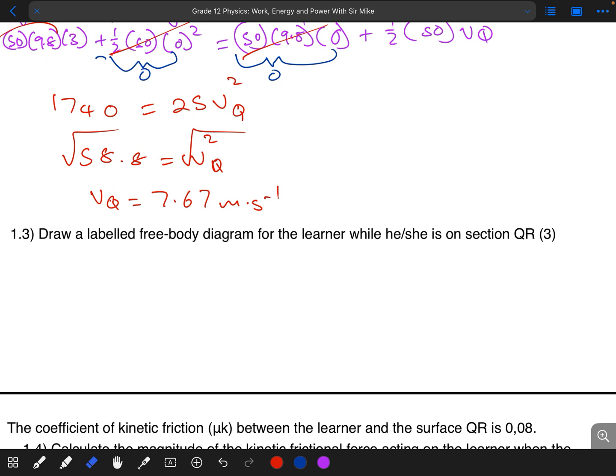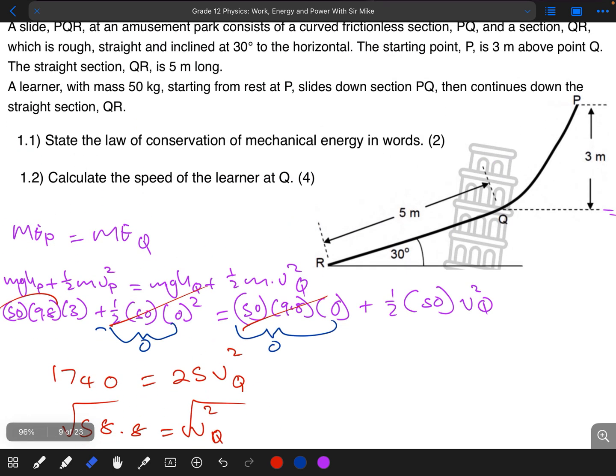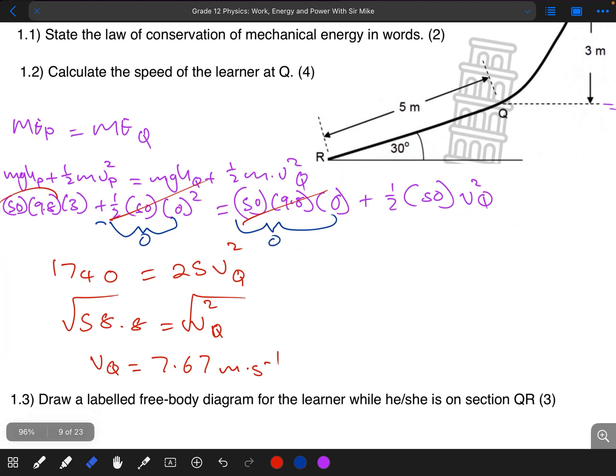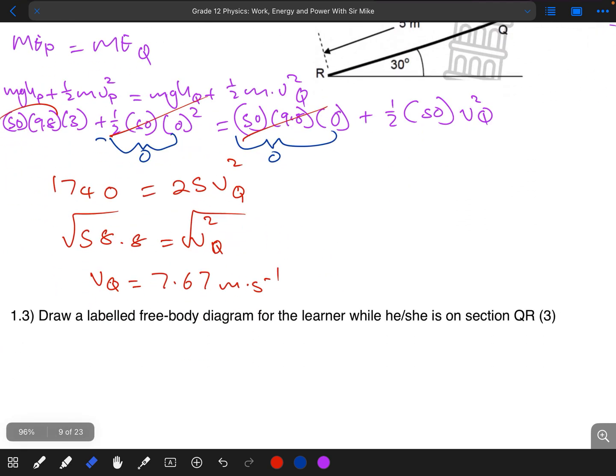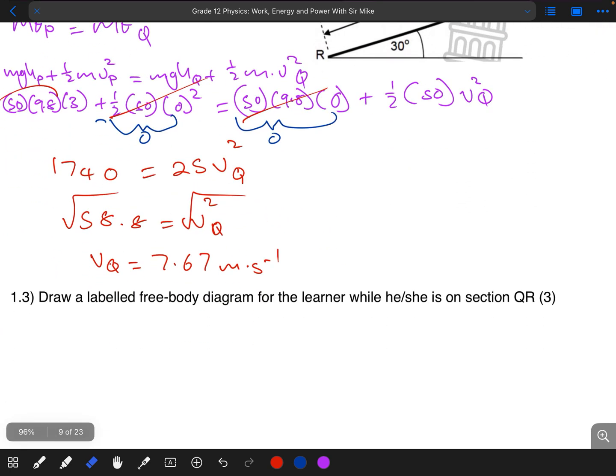They say that's for 3 marks. So while this learner is on section QR, she is experiencing a frictional force. Remember, if we were to draw a free body diagram of that learner at that point, we'd have our incline there, like that.